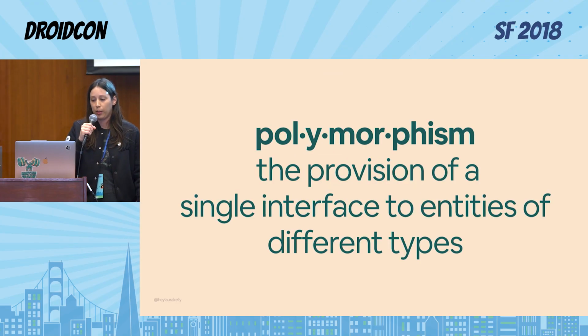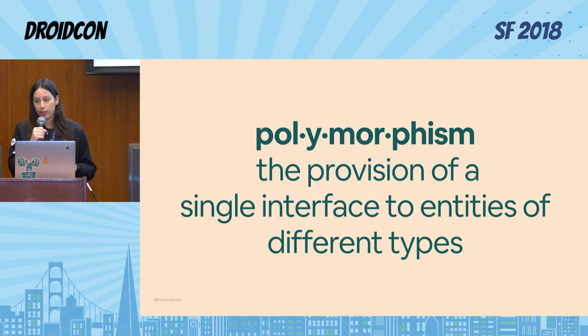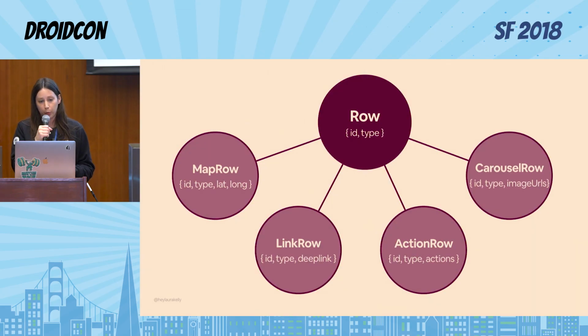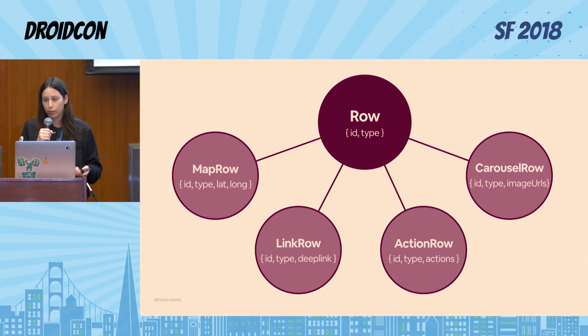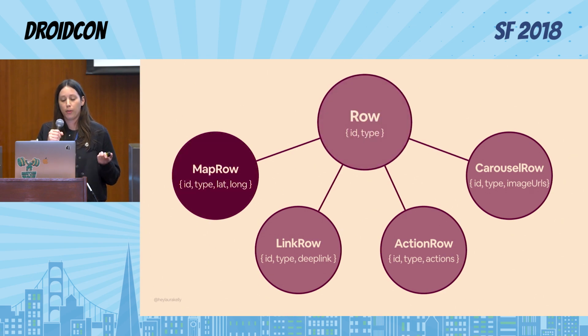We're making use of polymorphism here, which in a kind of academic definition is the provision of a single interface to entities of different types. What that means in practice for our Android code base is we have one row base class, and that has an interface that has an ID and a type. And then we have a bunch of subclasses, like a map row, that implements that ID and type as well as some specific properties to that subtype.